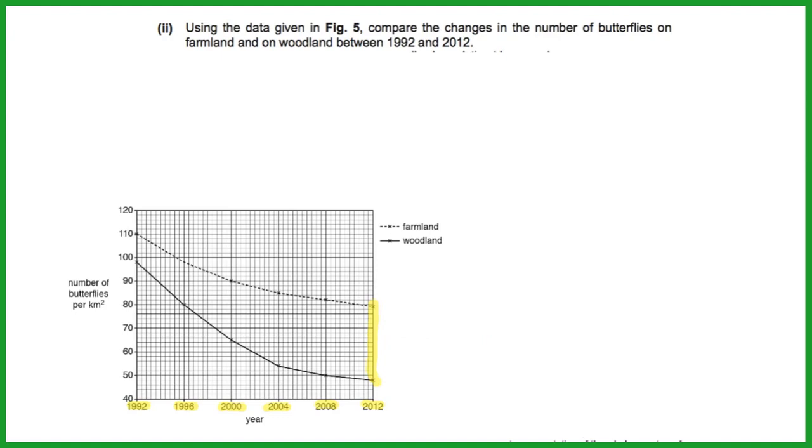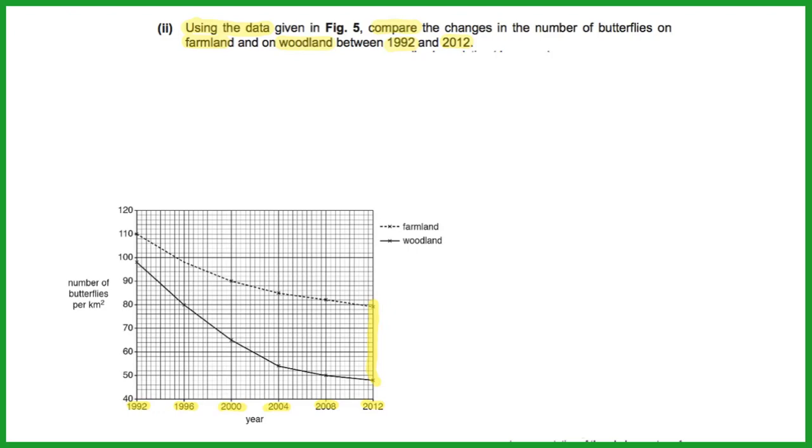Now this question's got a crucial phrase that must leap out at you and that you need to learn from. And the crucial phrase is "using the data". Using the data means there will be credit given in the mark scheme for quoting data or doing calculations based on the data that they've given you. And then, compare the changes in the number of butterflies on farmland and woodland between 1992 and 2012.